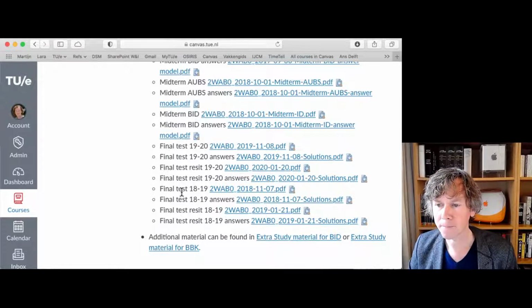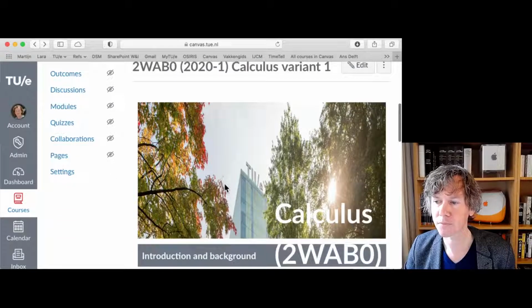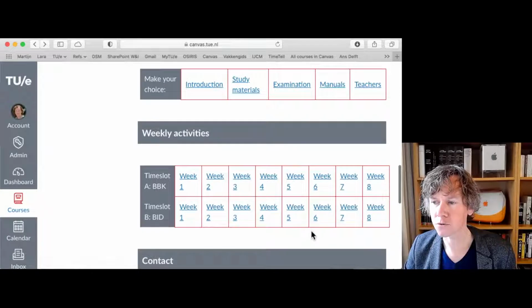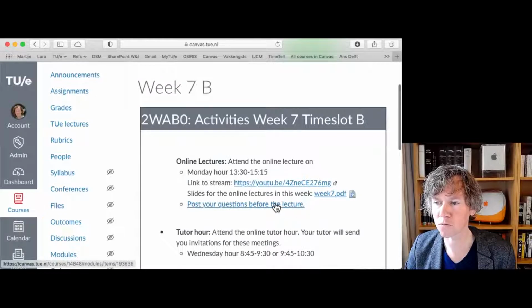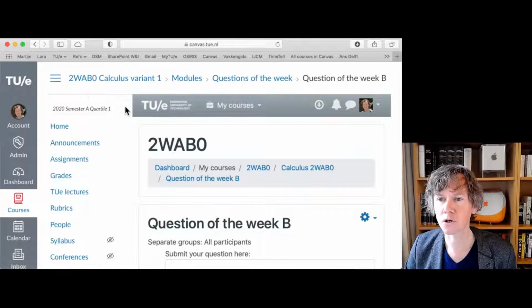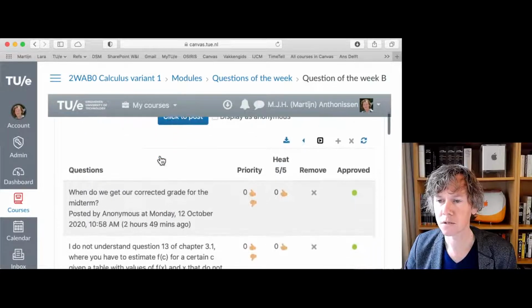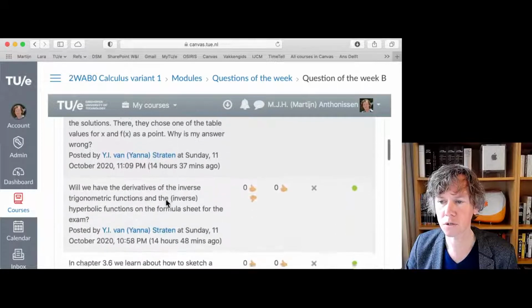Okay, so let me go back now and hope that there aren't too many new questions, because I think now we get a new overview. So we are industrial design. This is week 7. And then we are going to the questions before the lecture. And let's close the menu on the left here, then we have a bit more space. Okay, corrected grade, question.